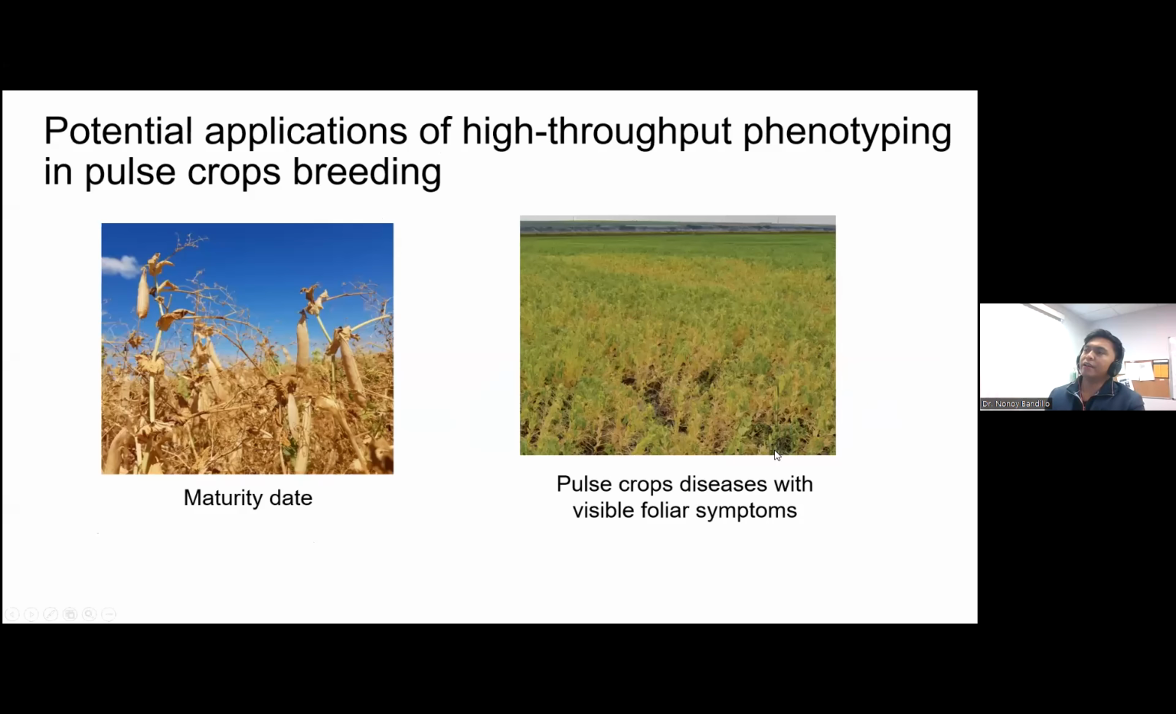Okay. All right. We are working on multiple traits, but for this presentation, I'm just going to focus on two: maturity date and post-crop diseases with visible foliar symptoms. These are some of the, I would say, low-hanging fruits because the symptoms are highly visible from the top, and can be easily captured by drone imaging.